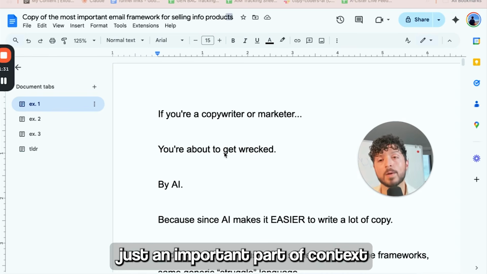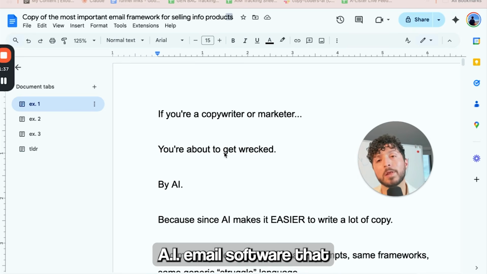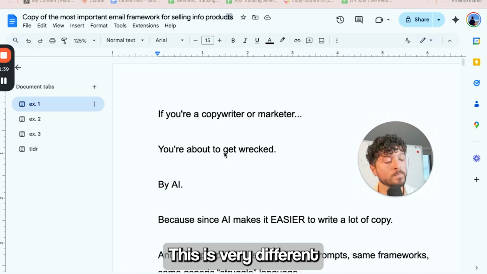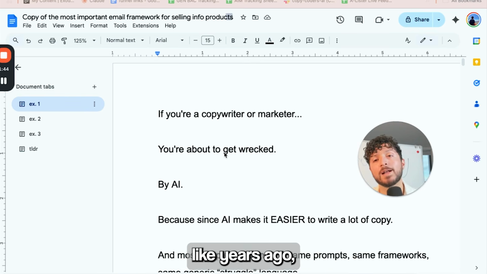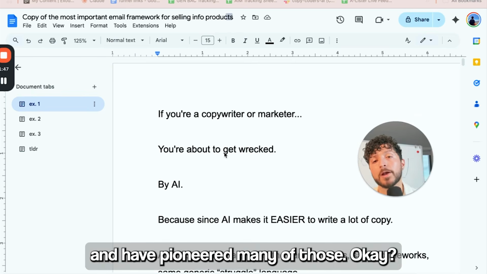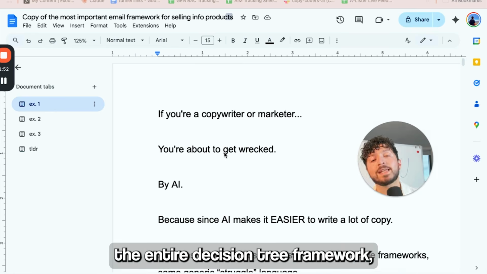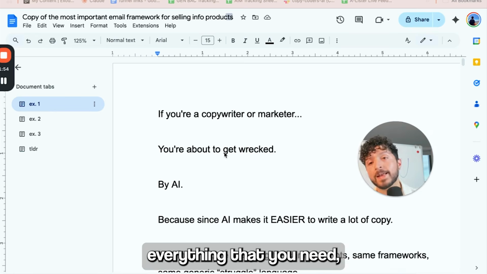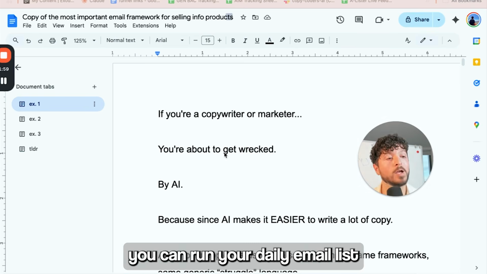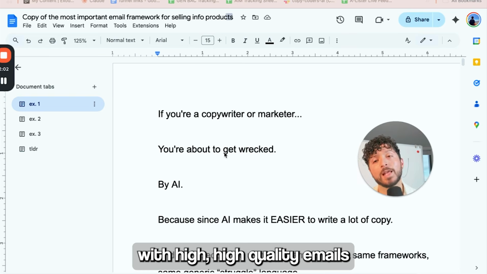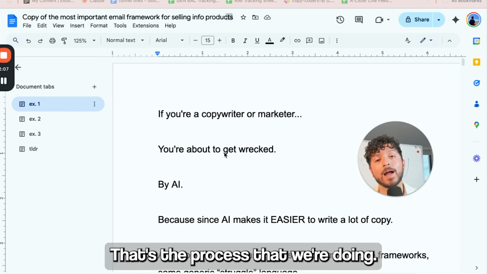The other thing, just an important part of context, is that we are currently building an amazing AI email software that will ultimately do many, many other things. This is very different from a bot or a ChatGPT wrapper that's just going to send an email for you. We did that years ago, and we continue to do it and have pioneered many of those. We have plenty of those inside of Genesis. What this is doing is taking the entire decision tree framework, all of the inputs you need to write really great emails, and then automating that. So you can run your daily email list with high quality emails that people cannot detect in a million years. No GPT detector can detect that they're AI. That's the process we're doing.